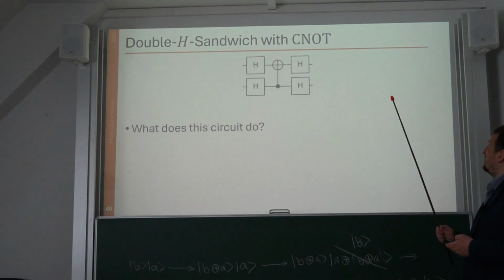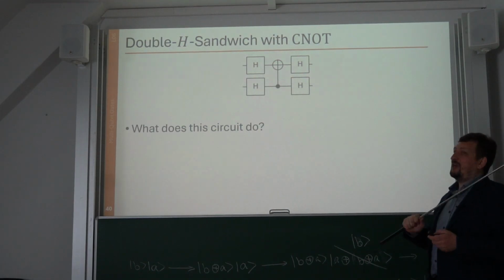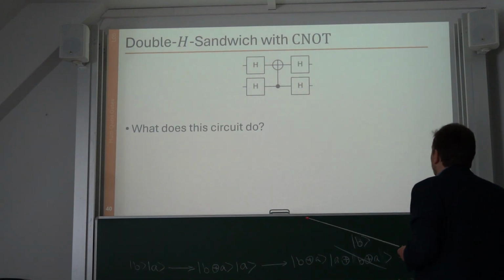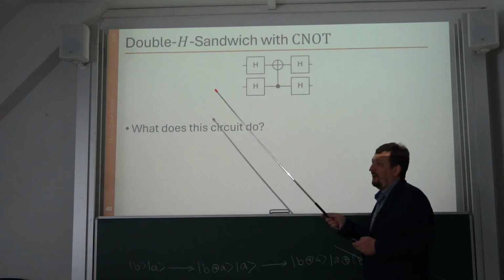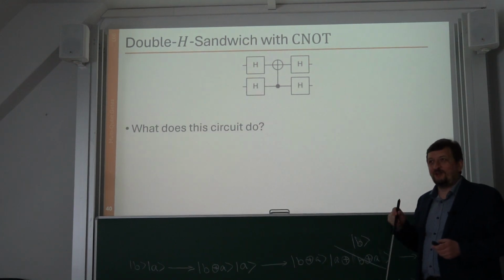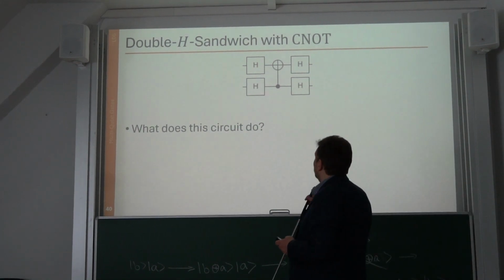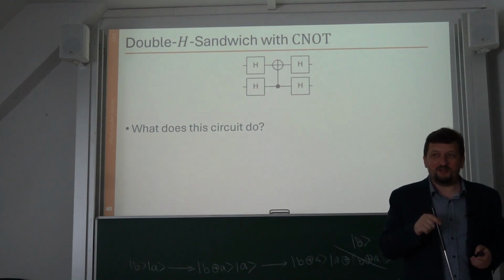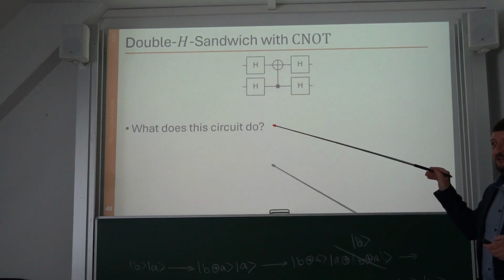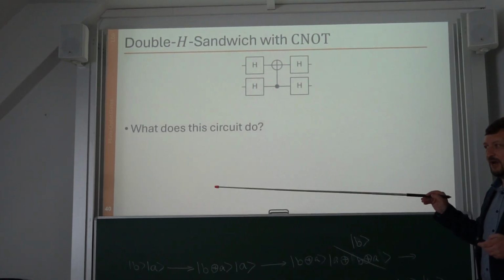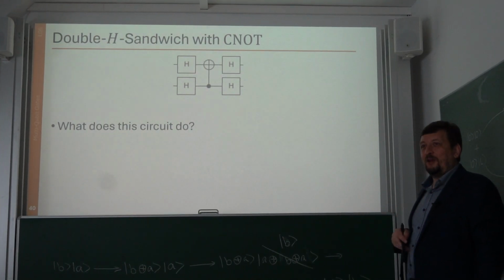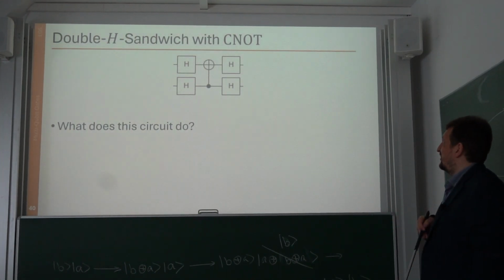Okay, so one more example. So here is a double H sandwich with C naught. So we have C naught, and we put it in an H sandwich on both control and target. So let's see what this simple circuit does. And this is really interesting. When I first saw this and saw what it does, writing the formula, I thought I made some mistake. Because it's an interesting result.